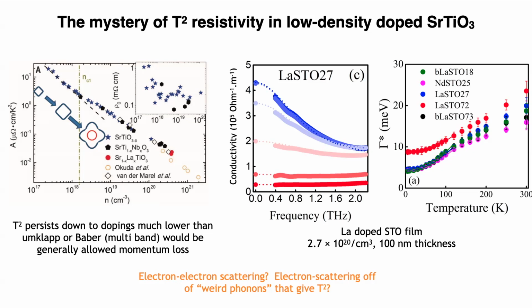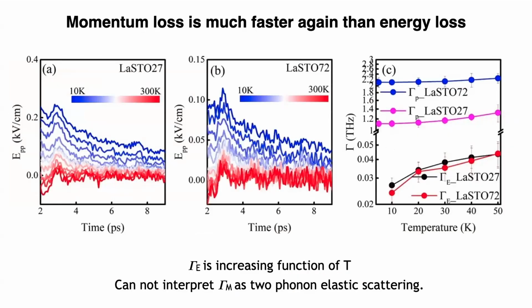One way you could get T-squared resistivity from phonons would be to be in the regime where you would have linear in T resistivity, but with two-phonon scattering, T times T. This would be a regime with basically elastic scattering off of phonons, and it would be quite apparent in our energy relaxation rate. Let me show that this is the momentum relaxation rate, and the energy relaxation rates are down here, an increasing function of temperature, and so not in the quasi-elastic regime.